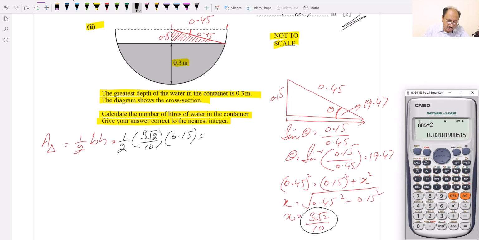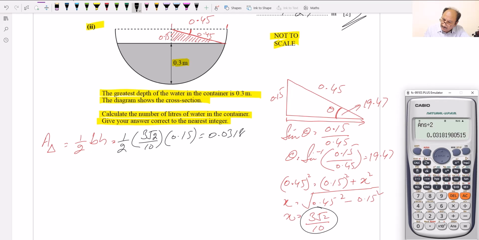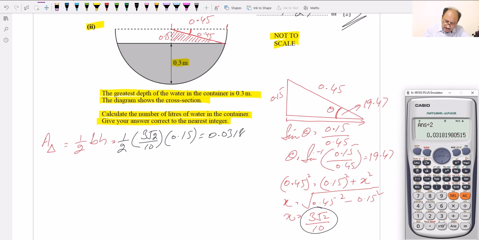0.0318, so 0.031819 or 2 we can write this one. Or we can write next digits, that is 198.